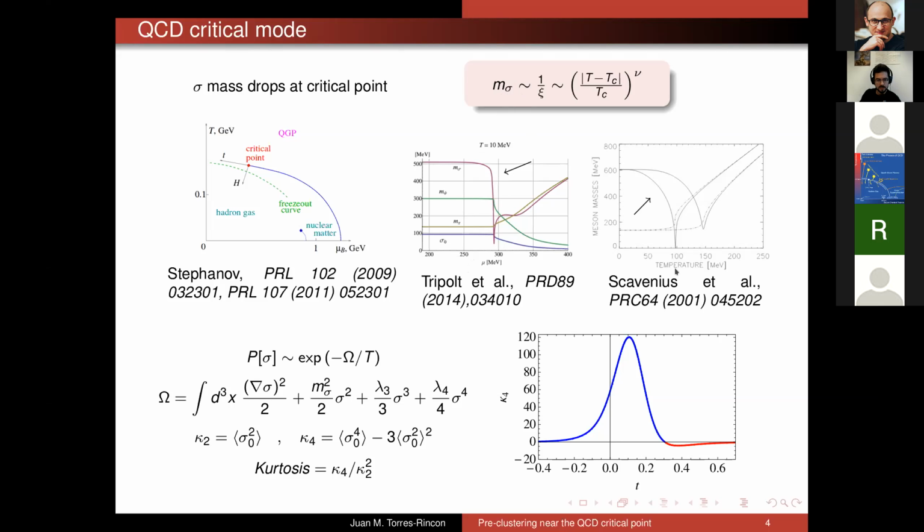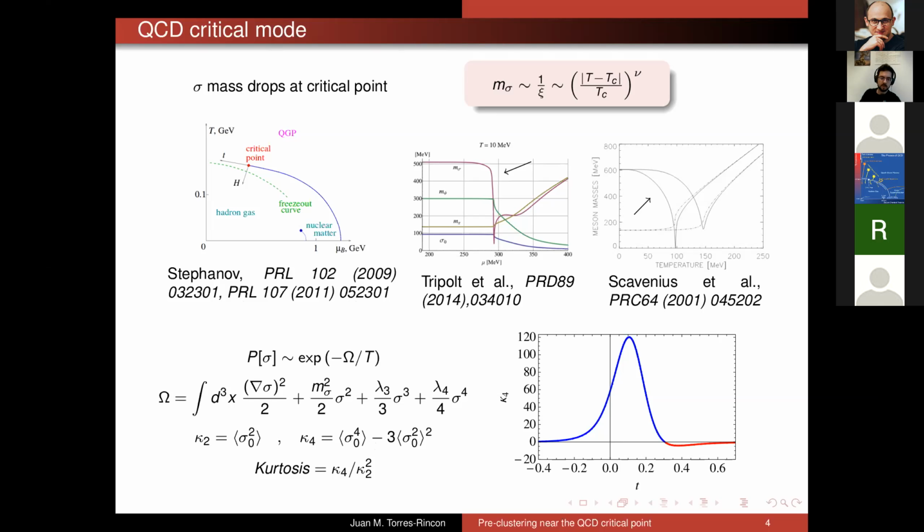Now, there was some interesting work by Misha Stephanov almost 10 years ago, where he proposed also to look at different cumulants, not just the mass term, so to form different ratios with these cumulants, and again look at the kurtosis of the fluctuations of the critical mode.